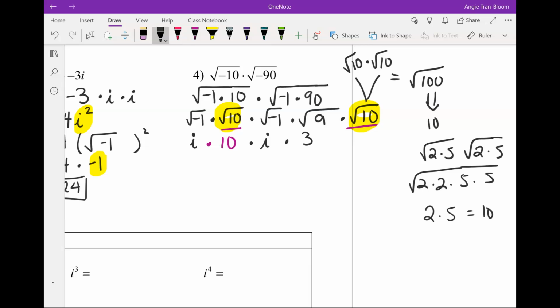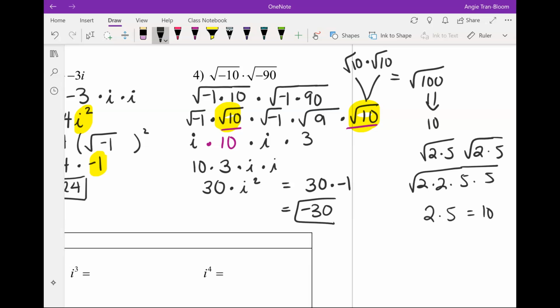Should we put the numbers together? 10 times 3 times i times i. What's 10 times 3? 30. What's i times i? i squared. Yes. Someone said, oh, I'm just going to go straight to negative 1. Which your final answer would be? Negative 30. Good job.